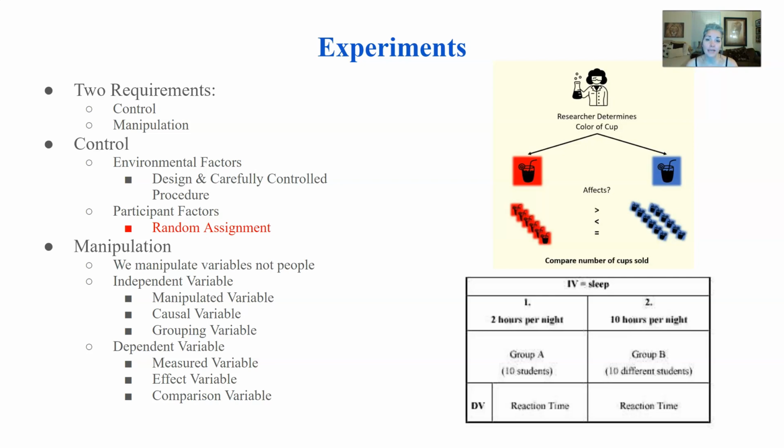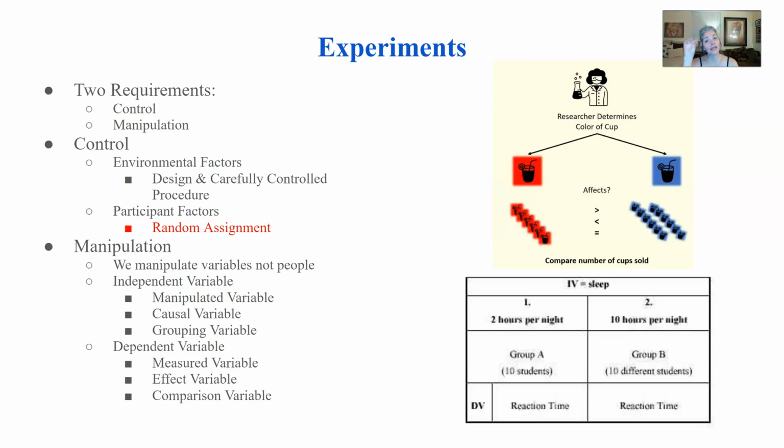And then finally, you have to have manipulation in an experiment. So we manipulate variables, not people. Really important to recognize that. This isn't like your manipulative ex. This is manipulation as in, we alter it. For a particular variable, we determine what the variable is going to be, how many conditions there are going to be, and what those specific criteria are for those conditions.